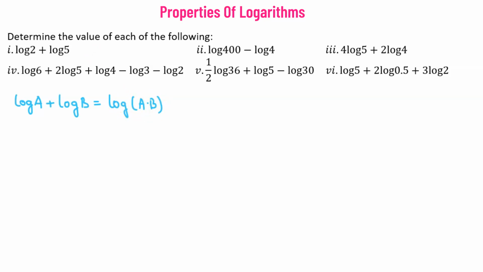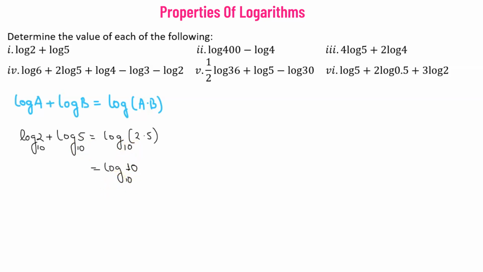Using this property, log of 2 plus log of 5 gives us log of 2 times 5. The 2 times 5 is 10, so we have log of 10. And whenever the base is not given, it is actually 10. So here all the logarithms have a base of 10.